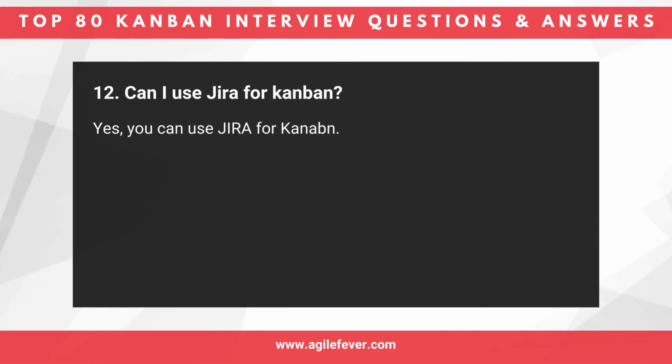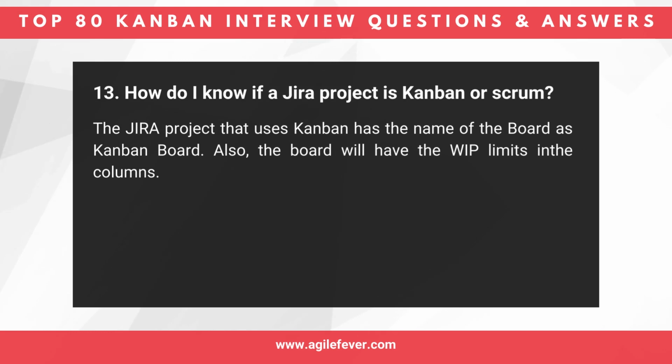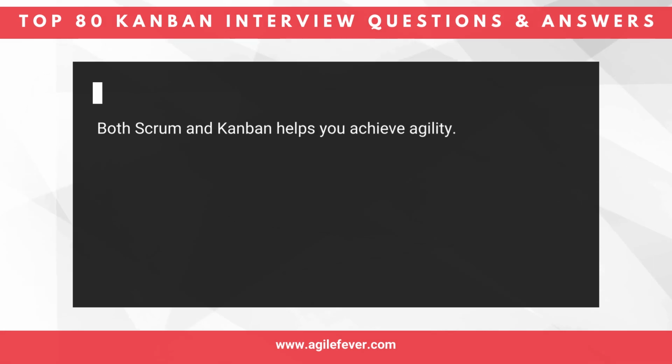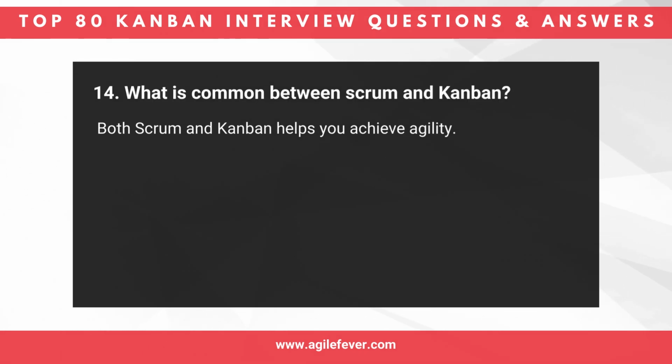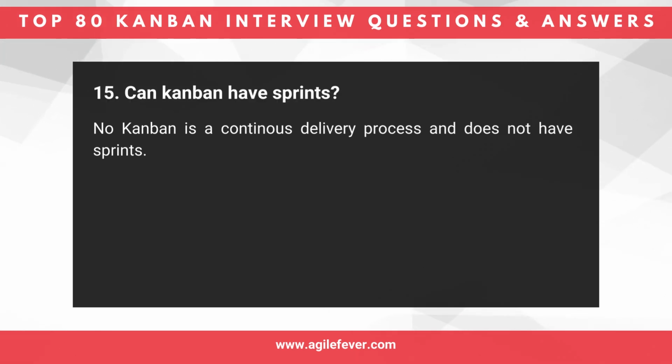Question 12. Can I use Jira for Kanban? Yes, you can use Jira for Kanban. Question 13. How do I know if a Jira project is Kanban or Scrum? The Jira project that uses Kanban has the name of the board as Kanban board. Also, the board will have the WIP limits in the columns. Question 14. What is common between Scrum and Kanban? Both Scrum and Kanban help you achieve agility. Question 15. Can Kanban have sprints? No, Kanban is a continuous delivery process and does not have sprints.